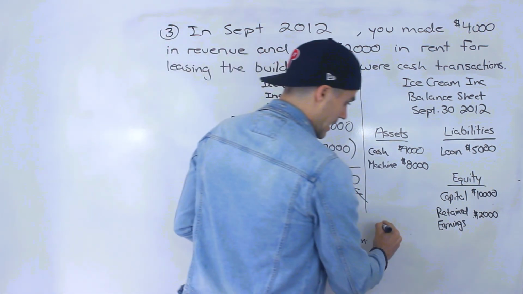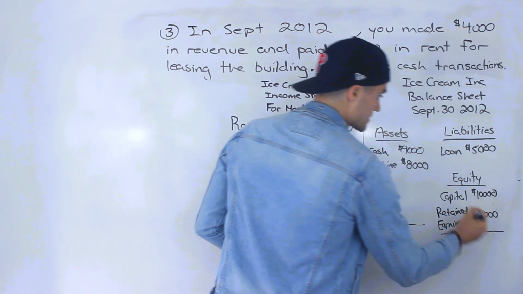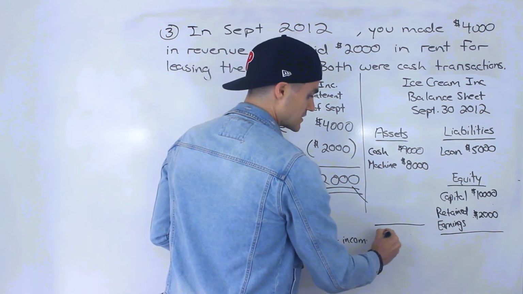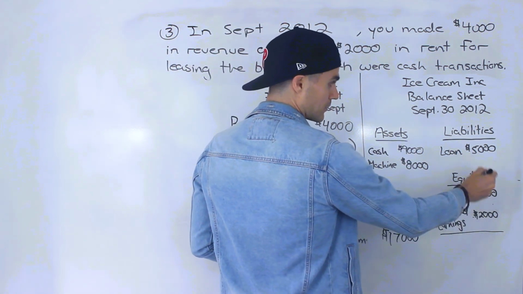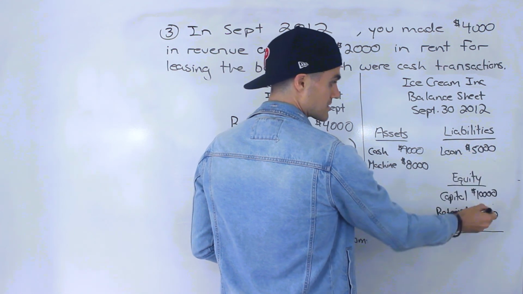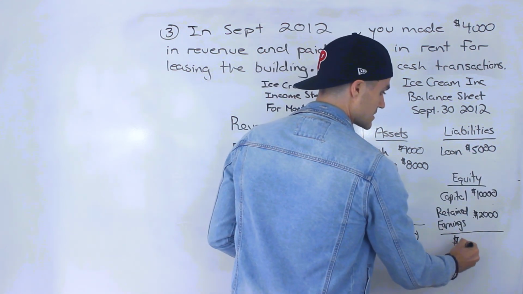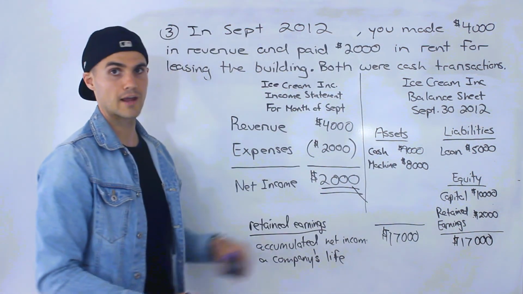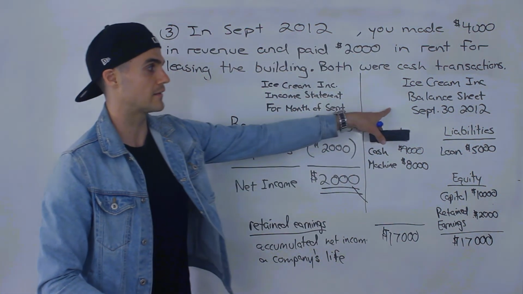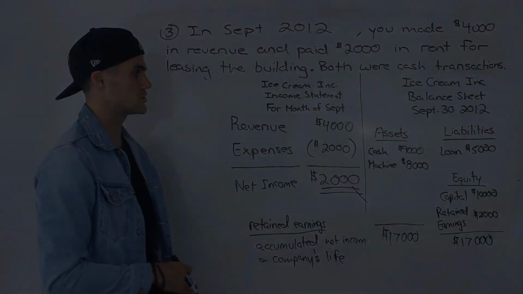And also notice that everything balances on this balance sheet. Notice we got 17,000 on this side. And then if we add up all this, 5,000 plus 10,000 plus 2,000, that would be 17,000 as well. So left side and right side balance for the balance sheet on September 30th, 2012.